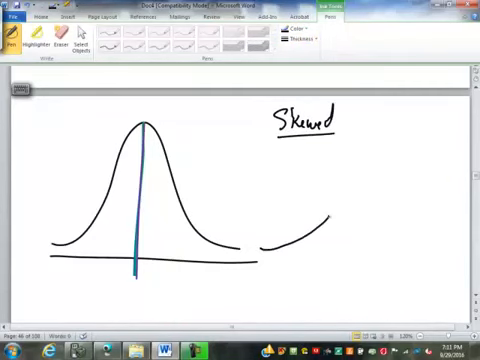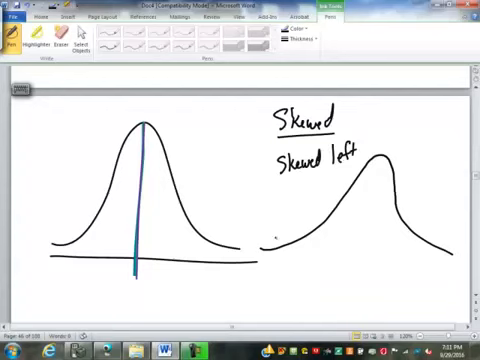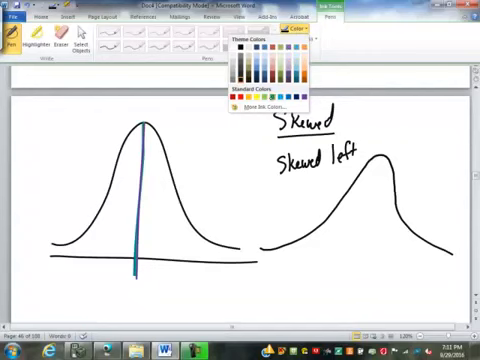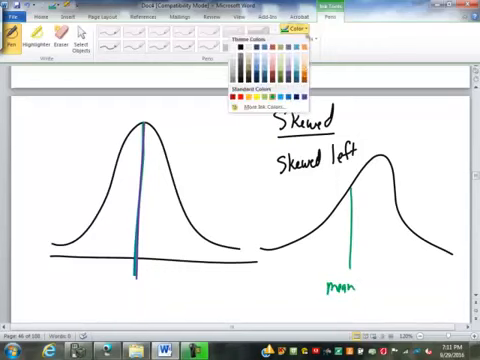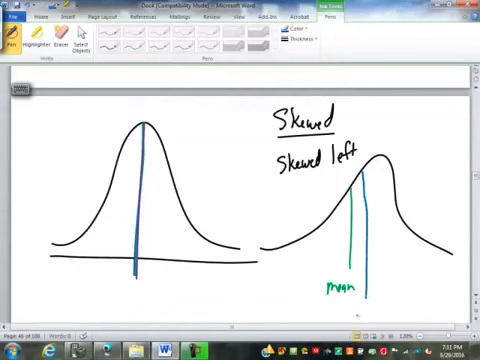So skewed, it might be stretched out in one direction. Like this here is what we call skewed left, because it's stretched out to the left. Here, the mean is going to be over here. The median, somewhere in here. And the mode is still going to be that highest point. So they're not going to be the same value. And the more skewed it is, the further apart those values are going to be.